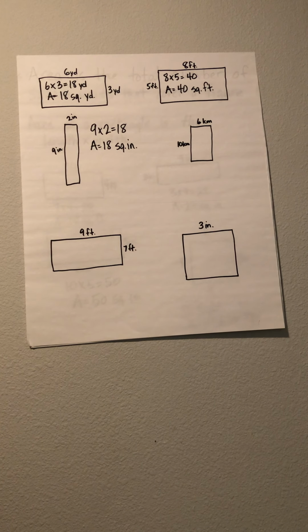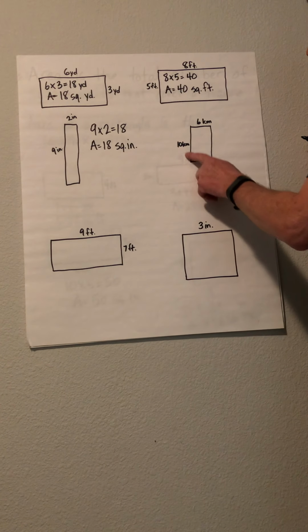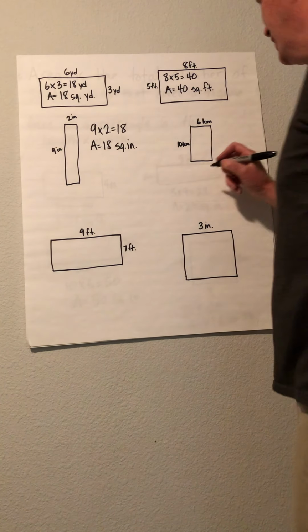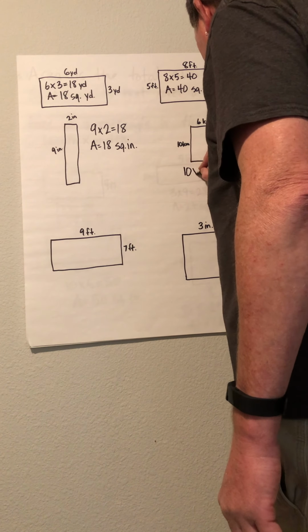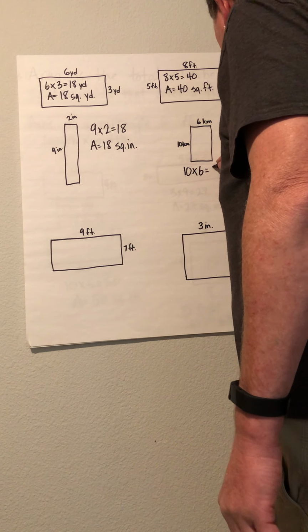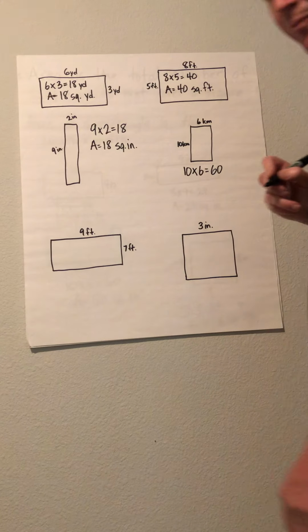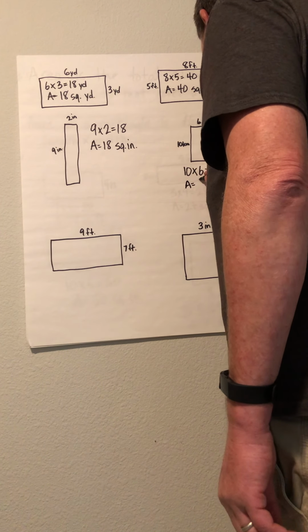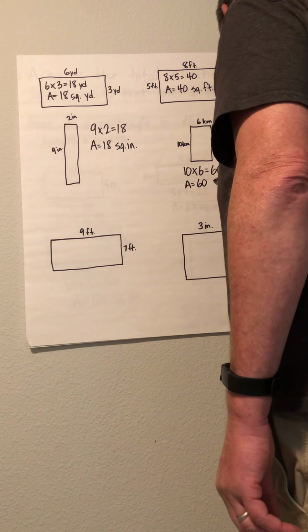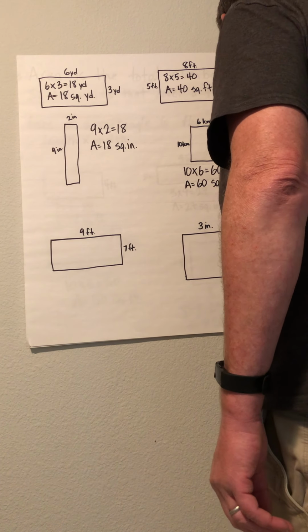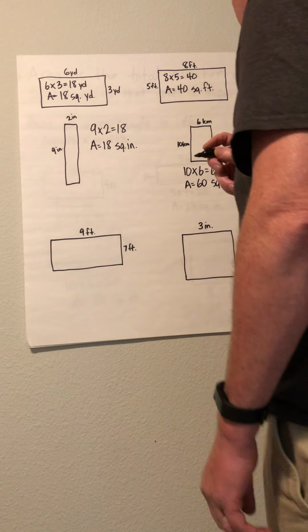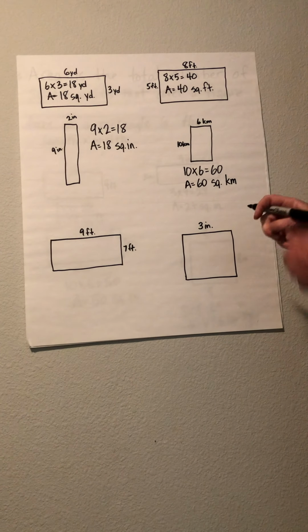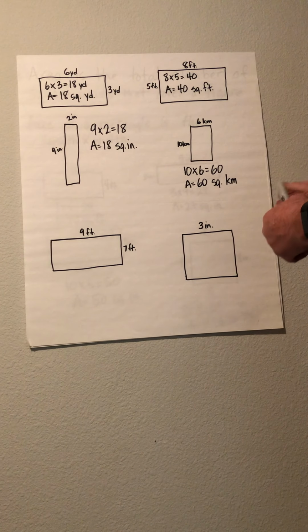Okay. Problem number 4. 10 feet by 6 feet. So 10 times 6 equals 60. Okay, so the area equals 60 square kilometers. So that is one ginormous rectangle.